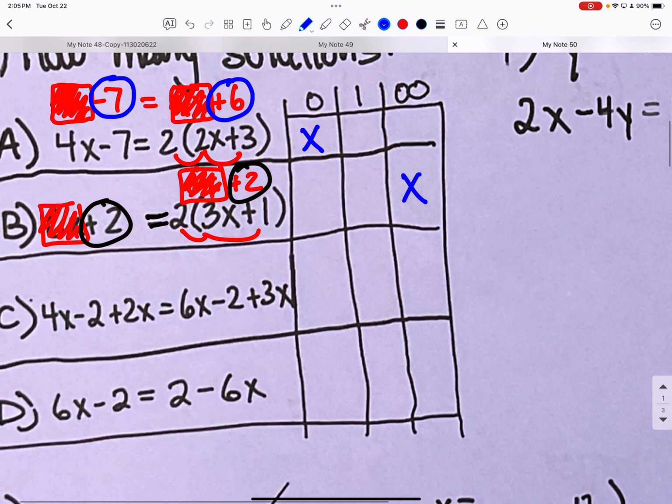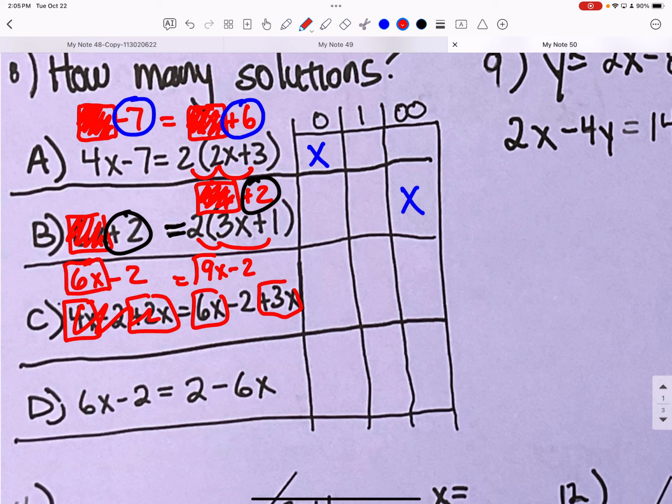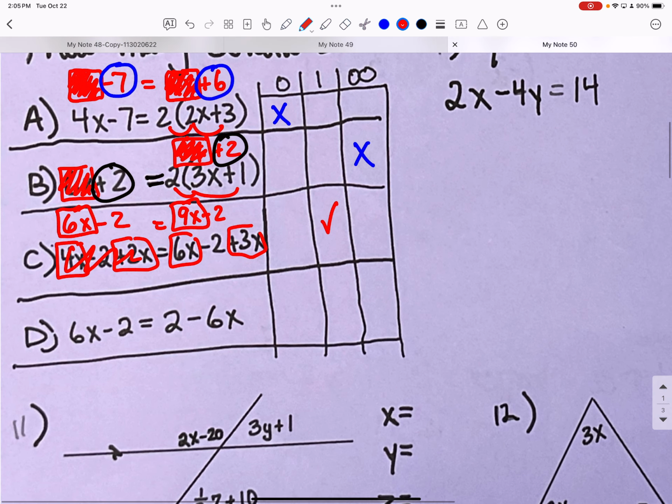Infinity answers. Over here we have 4x plus 2x, so we really have 6x minus 2 on this side. We really have 6x plus 9x minus 2 on this side because we have 6x and 3x. Those will not cancel out. Those 6x and 9x don't cancel each other out. Nothing's going to get weird about this problem. It's just going to have a normal answer. I don't know what it is, but it's going to be normal.